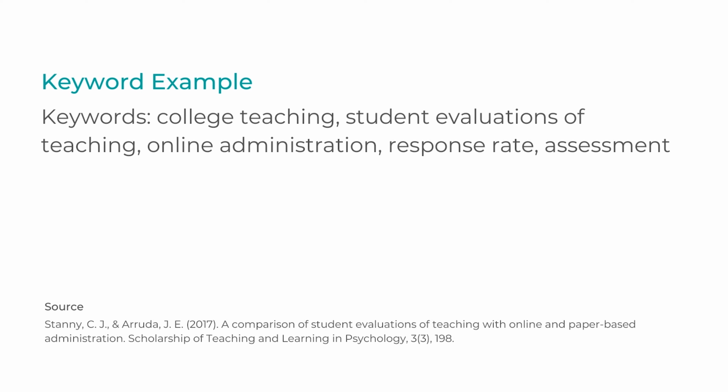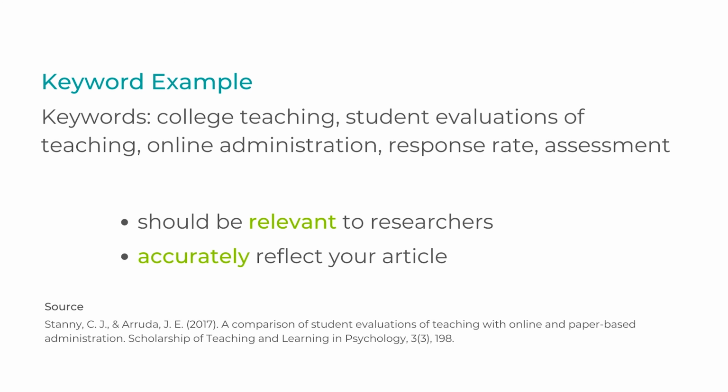Now, at the very end of your APA formatted abstract, you're going to include 5 keywords so that your paper will be easily searchable in a database. The example we have includes college teaching, student evaluations of teaching, online administration, response rate, assessment. Your own keywords should be relevant to researchers and accurately reflect your article. So those are the basics of writing an abstract in APA format.